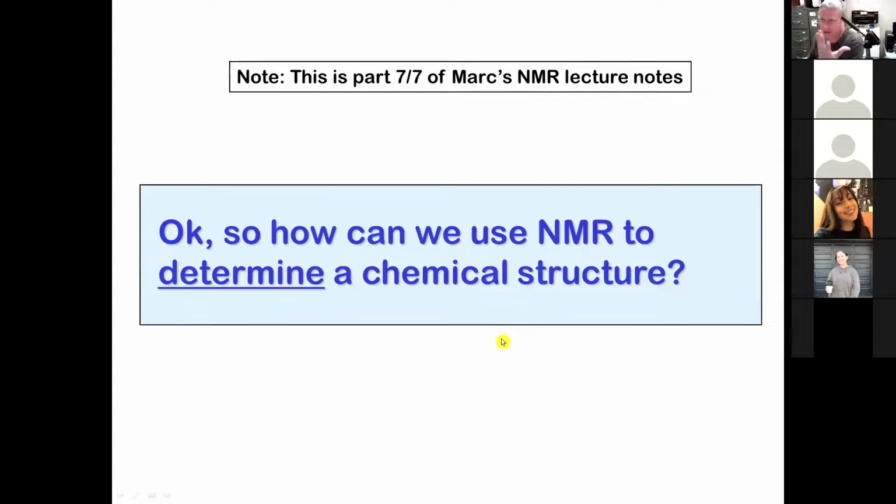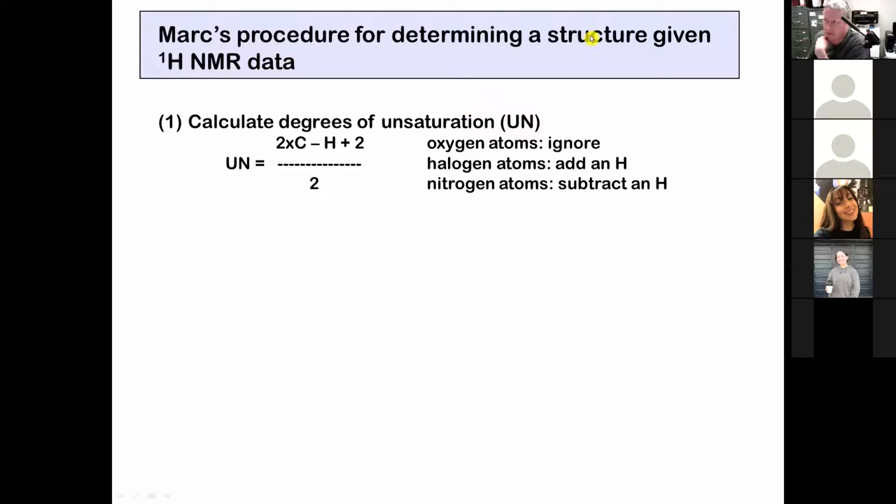We've talked about, oh, this is the carbon NMR. This is a proton NMR. How do we use it to figure out a chemical structure? The word I often use is elucidate. How do we do NMR structure elucidation? First thing we've got to do is review degree of unsaturation.